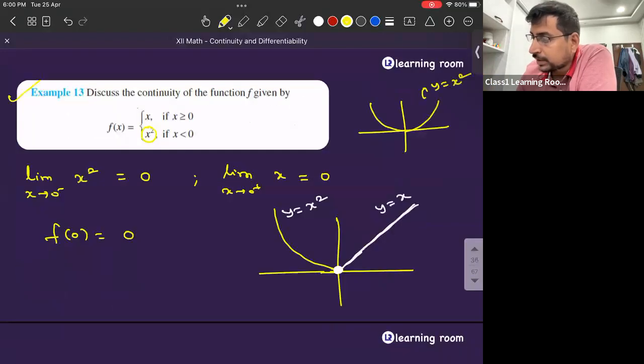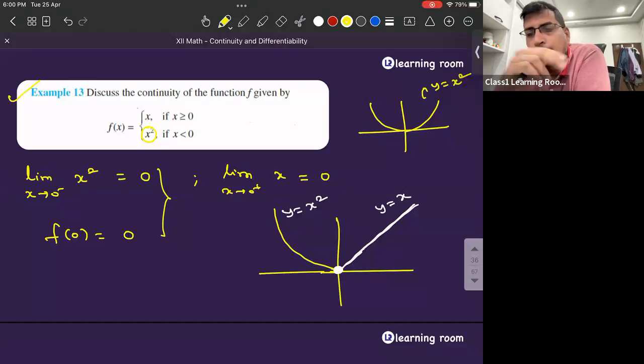From next time onwards, if a question comes in MCQ, you can look at it and tell. For example, in the 13th problem, you wrote the steps, which are needed from the exam perspective, but if you want to solve faster, look at the function without even using pen and paper. Is x a polynomial function? Yes, it's a linear polynomial. Is x square a polynomial function? Yes, it's a second degree polynomial. So by default, they both will be continuous. x is continuous, x square is continuous.